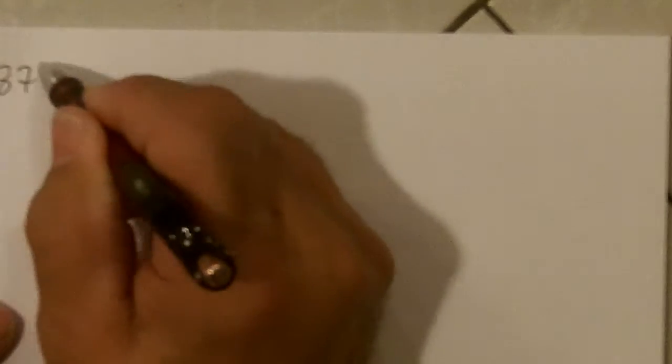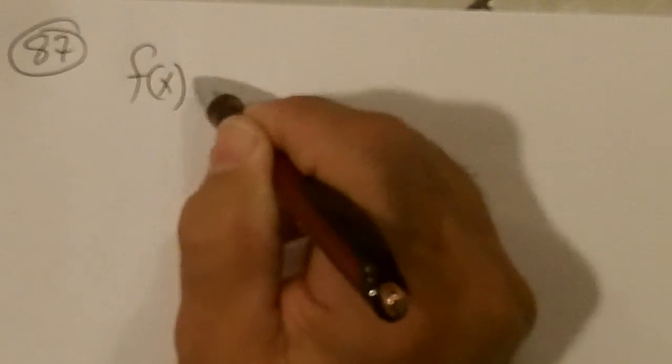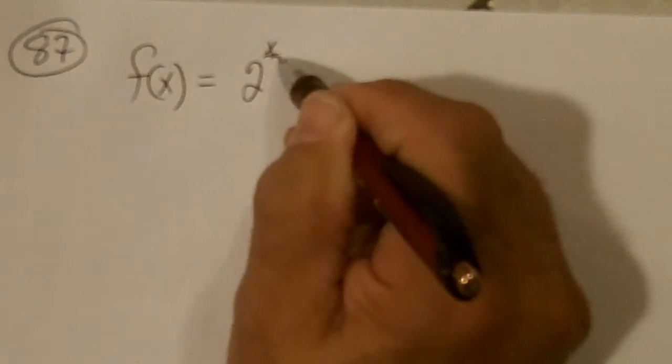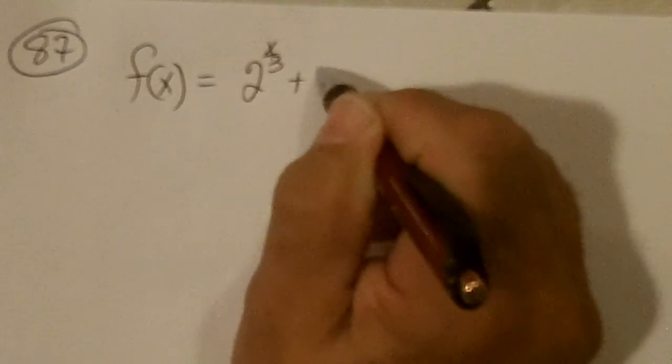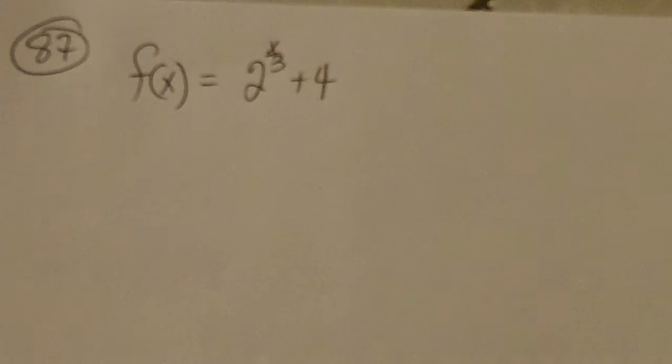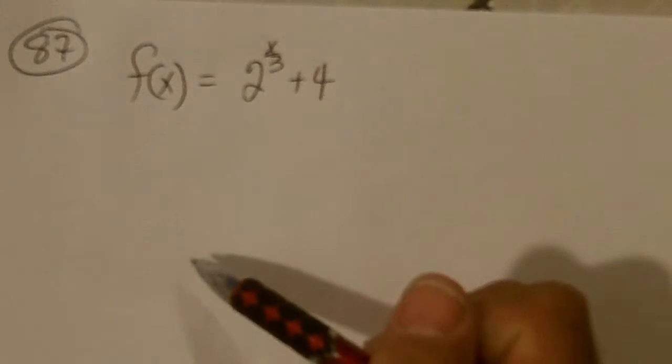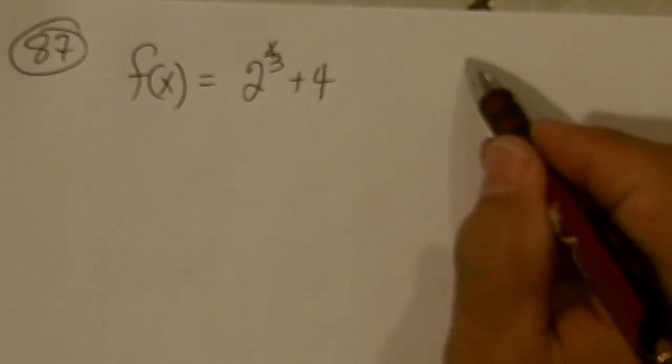Okay, next one is 87. Now on 87, we have f of x equals 2 to the x over 3 plus 4. And we're supposed to find the domain of f. Well, we can have anything for the power, so domain is the reals.